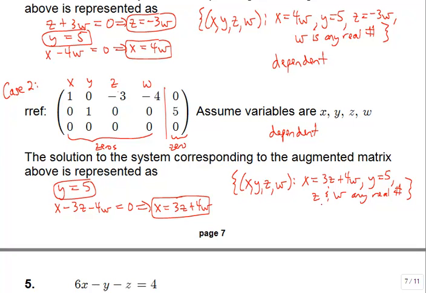So X depends on both Z and W. Whatever you choose for Z and W, that determines X. So you're going to have a dependent system if you have fewer equations than variables, or if that bottom row gives you all zeros to the left of the line and all zeros to the right of the line.